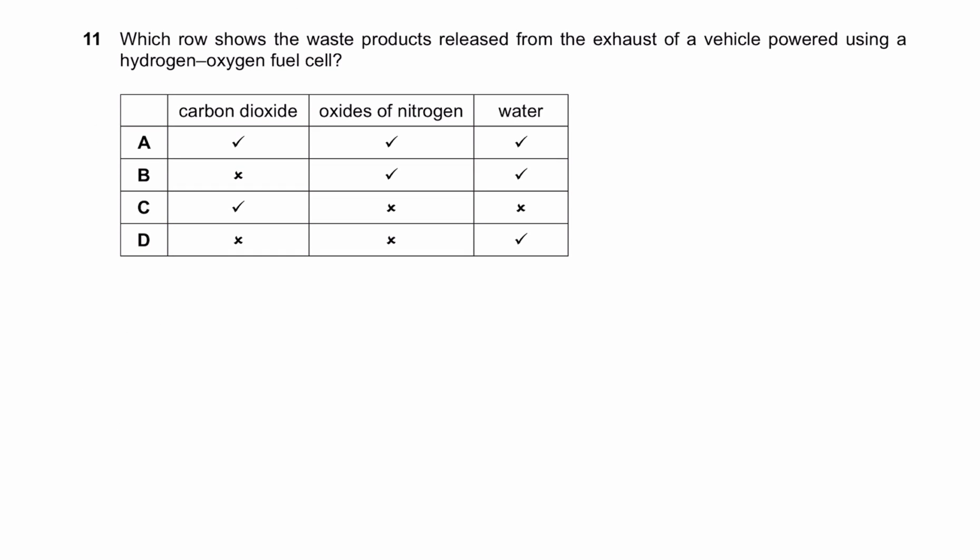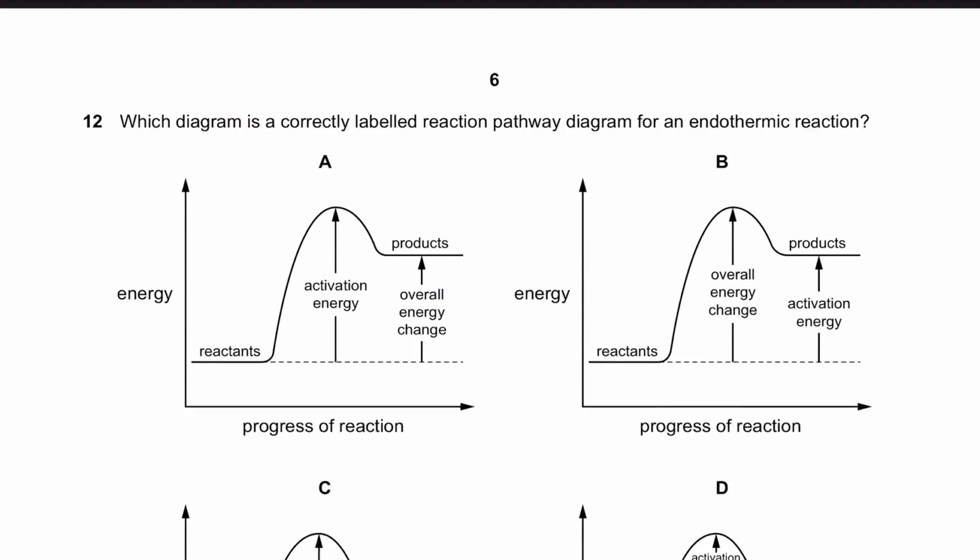Question 11 says, which row shows waste products released from the exhaust of a vehicle powered using a hydrogen fuel cell? A hydrogen fuel cell does not have any waste except for liquid H2O. That's why we are trying to innovate new polymers or new substances in order to make this efficient. So it does not have any carbon dioxide. It does not give you oxides of nitrogen. It only gives you water. That's why D is the right option.